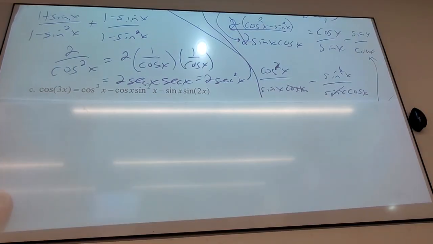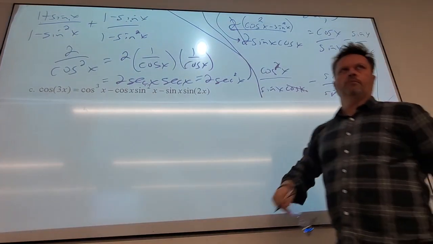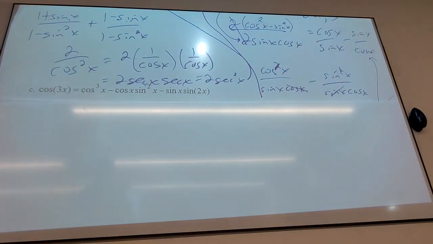By the way, here's a really huge clue. What is 3x if you had to add two angles? Because we know what cosine of a plus b is, don't we? We know a formula for cosine of a plus b. I'm not saying you have it memorized, I'm just saying we know it. So what is cosine of 3x made of? Cosine of x plus 2x. We don't have a formula for three angles added. I have a formula for two angles, cosine of a plus b. There's no cosine of a plus b plus c.